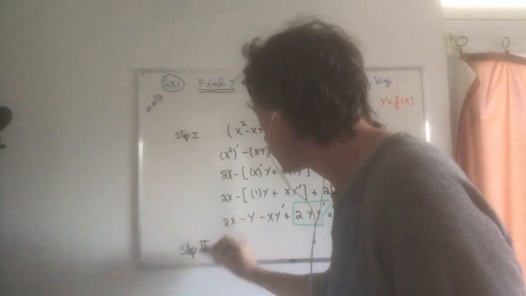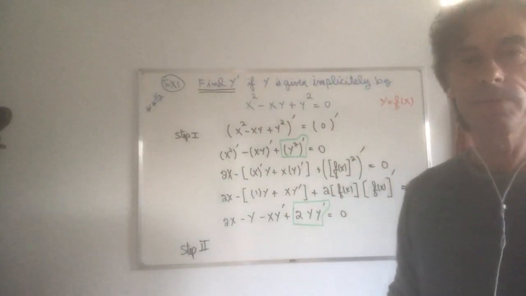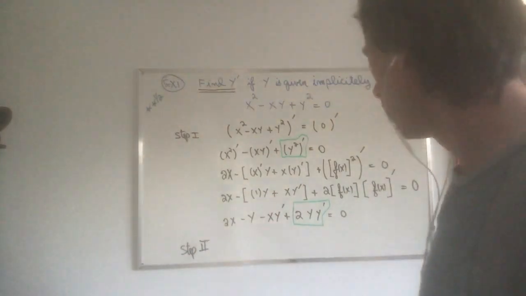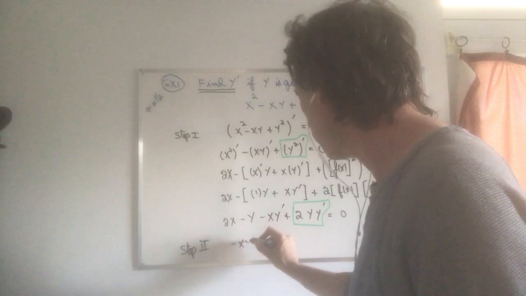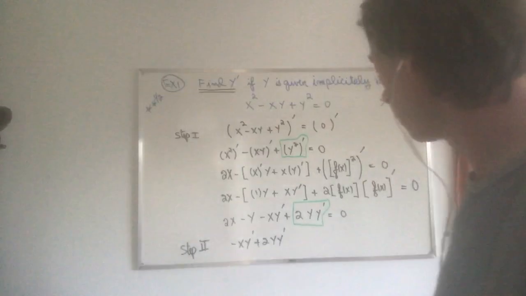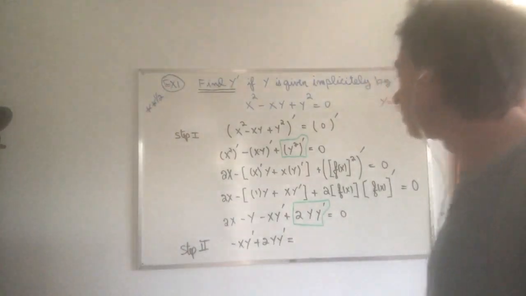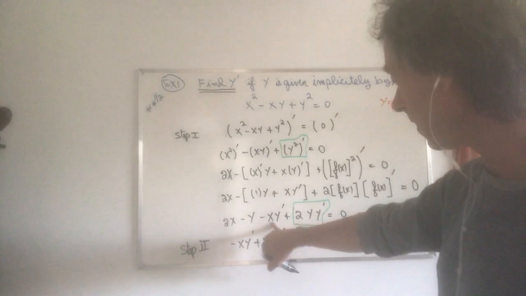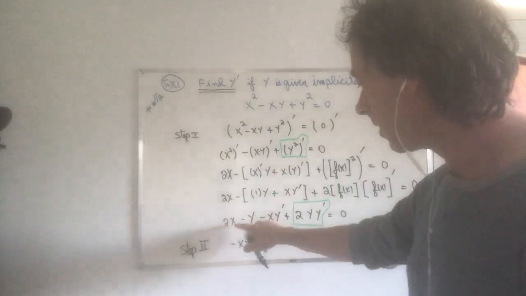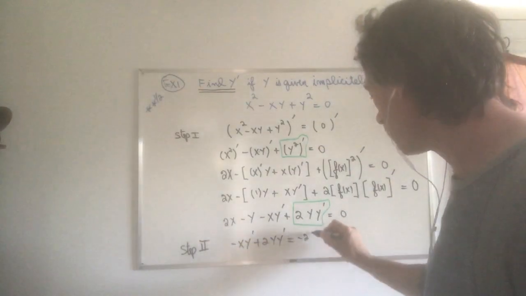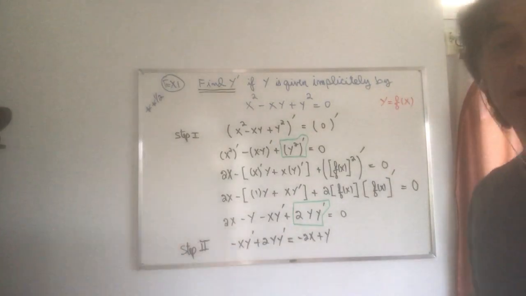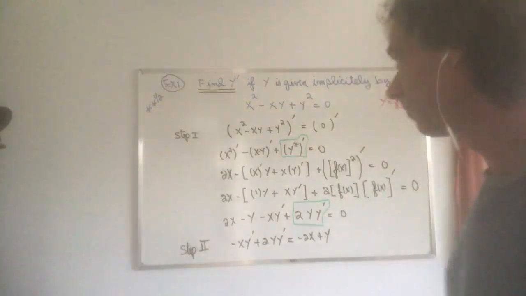Okay, so step 2. What is step 2? Bring all the terms that contain a y prime to the same side. Okay, dokie. So minus xy prime plus 2y y prime. That is equal to, okay, so this guy stays because they both contain a y prime. Those two other guys do not. So they move to the other side as minus 2x plus y. And in a nutshell, that is step 2. Absolutely.